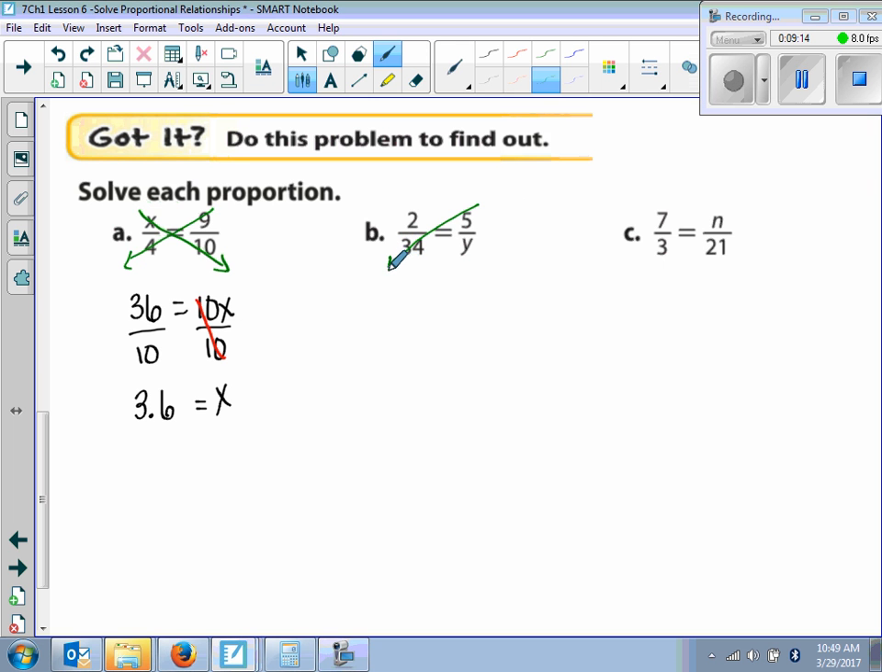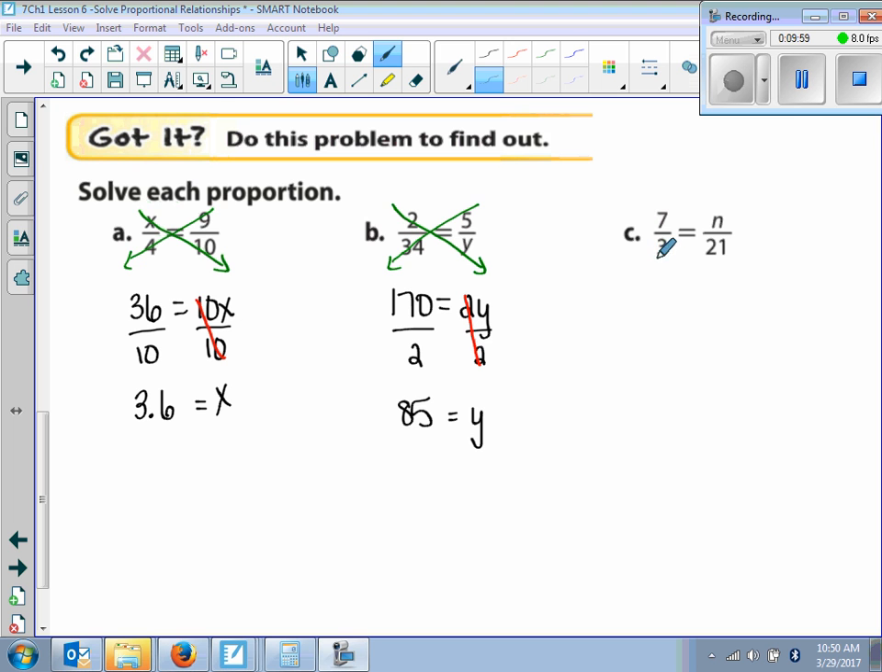All right, so we're going to cross multiply. So on one side we have 34 times 5, which is what? What is it? 170. 170, good. And then on the other side we have 2 times y, which is 2y. Now, how do I get the y by itself? Divide by 2. So we're going to divide by 2 there and divide by 2 there. So now those 2's cancel. Now y is by itself. And what is y equal to? 85. Very good.